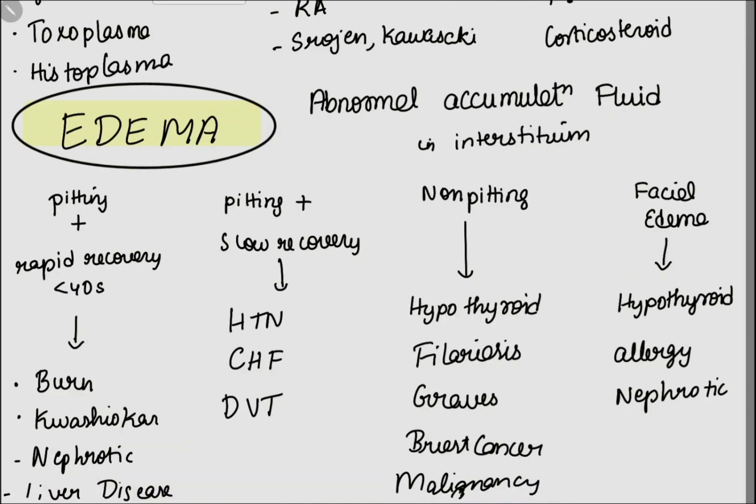And finally, the edema. Edema is nothing but the accumulation of fluid in the interstitium. The types of edema are pitting with rapid recovery, less than 40 seconds, pitting with slow recovery, non-pitting, and facial edema. And the causes mentioned below: burns, kwashiorkor, nephrotic syndrome, liver disease cause pitting with rapid recovery. Pitting with slow recovery: hypertension, congestive heart failure, DVT. Then non-pitting: hypothyroidism, filariasis, Graves, breast cancer, malignancy. And facial edema: classically nephrotic syndrome, hypothyroidism, and allergy.